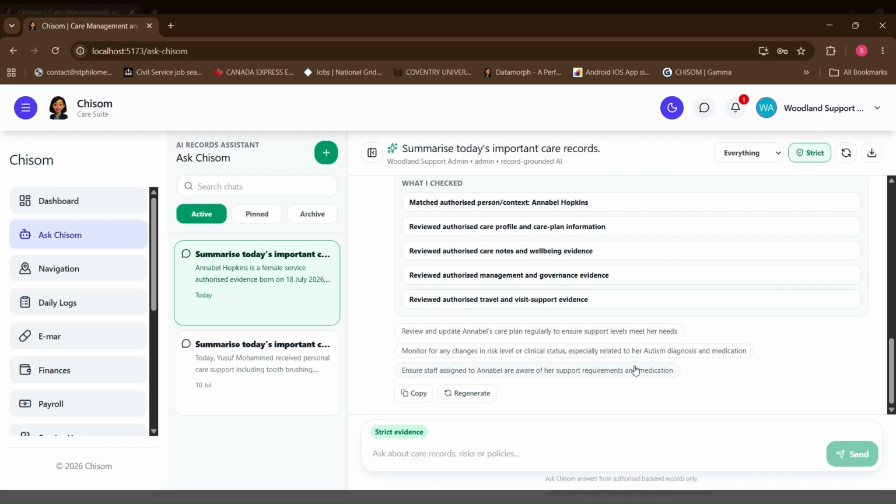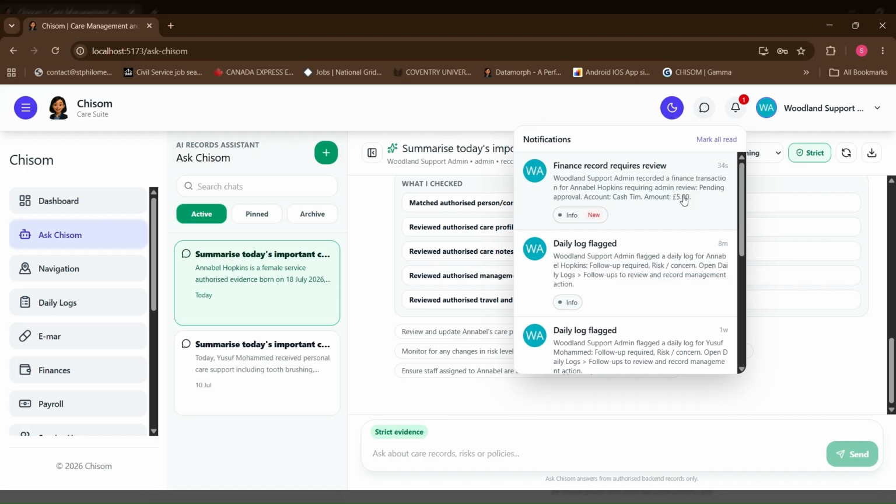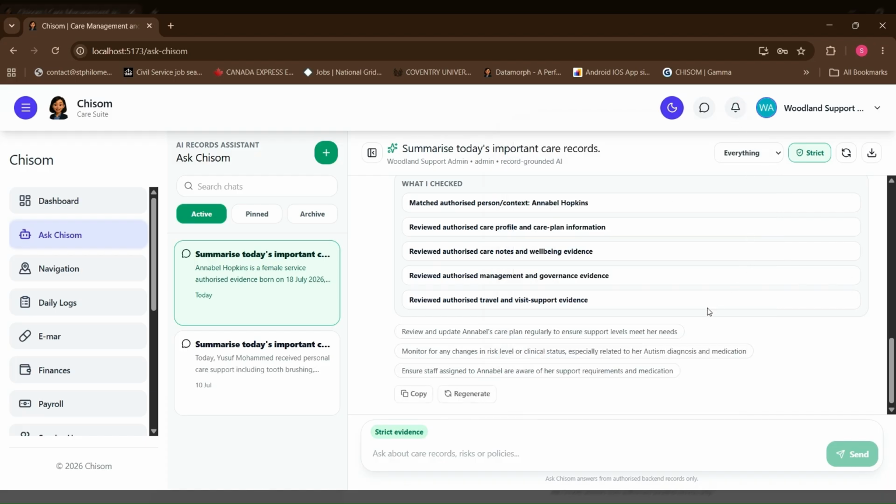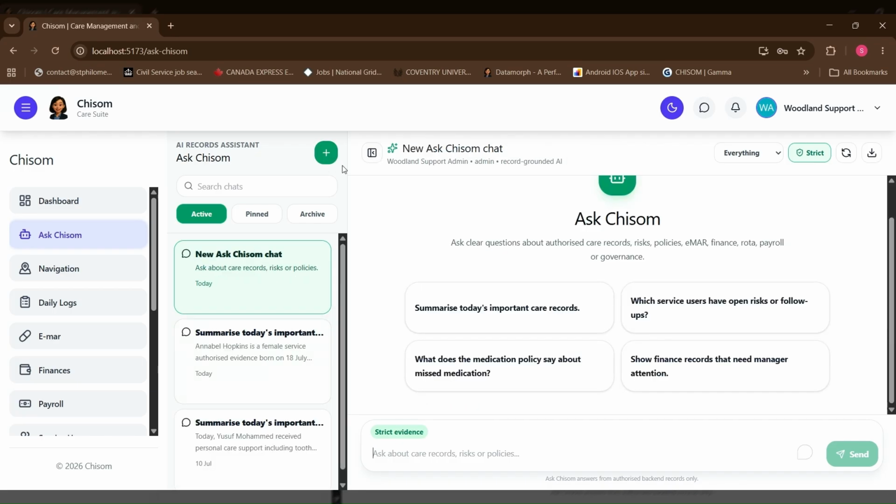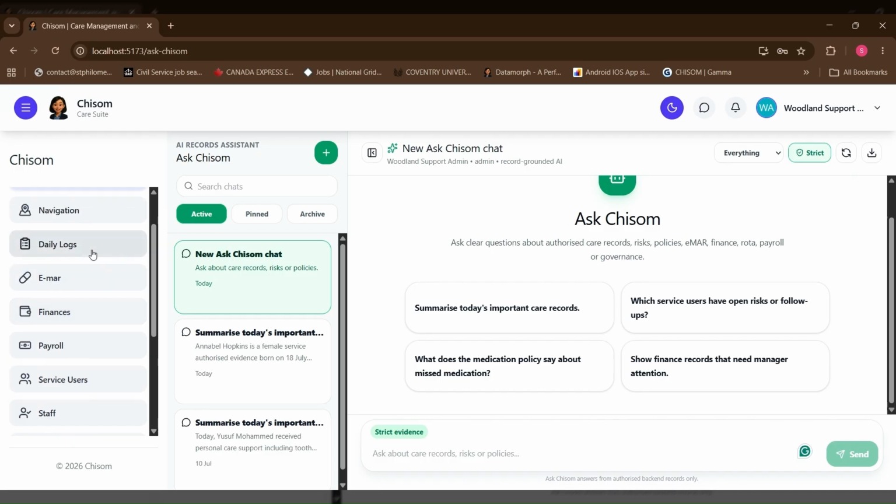Like I said, Ask Chisom gets information from the system. Okay, Woodland support admin recorded finance transaction for Annabelle. Okay, it requires admin review. So this is like a notification based on that financial transaction we did. Now I need to explain this as Chisom pressure. If you have been following me, you see how many transactions I did for Annabelle: I did daily logs, I did email, I did finances for Annabelle.